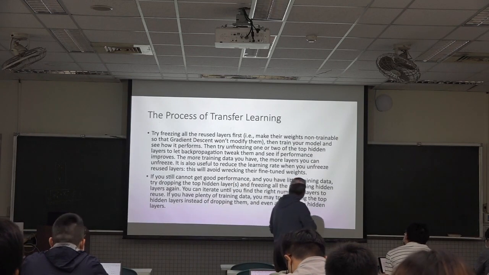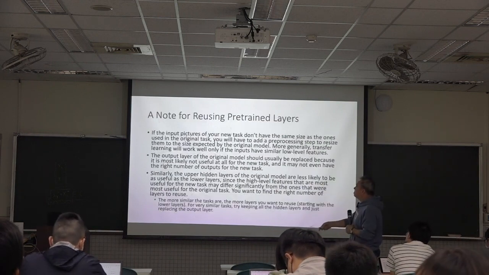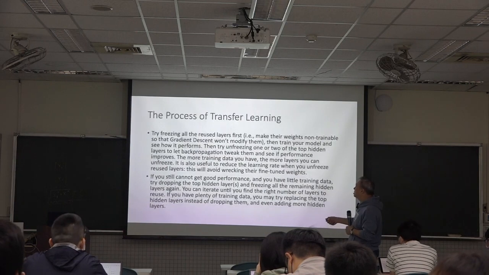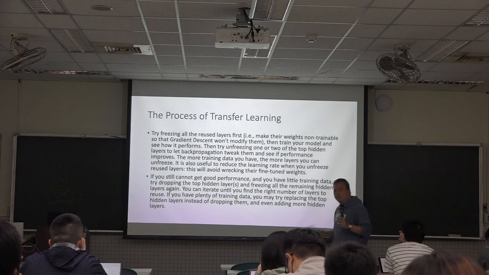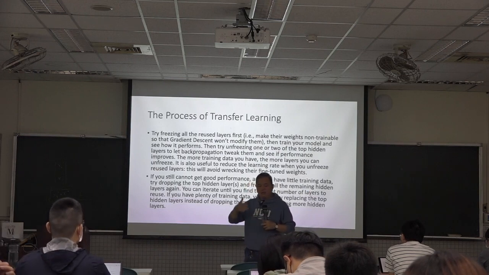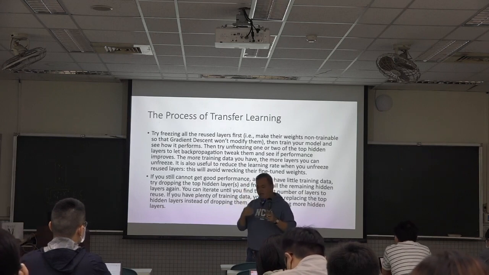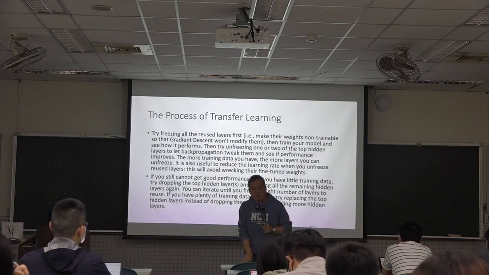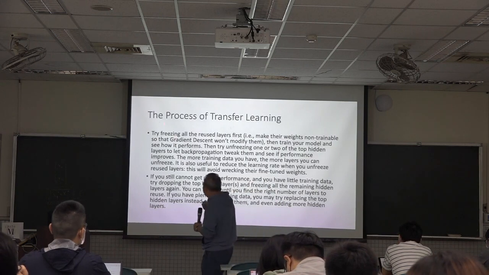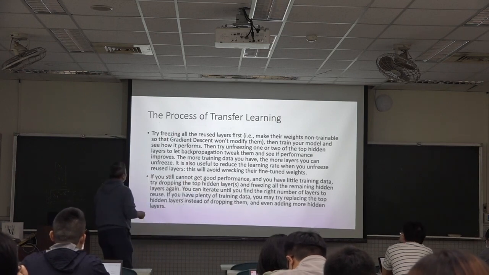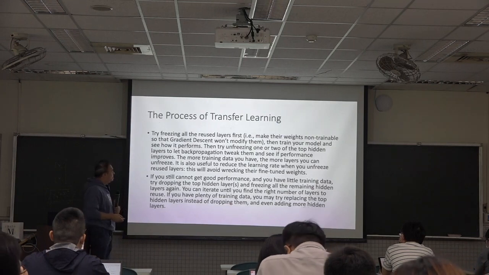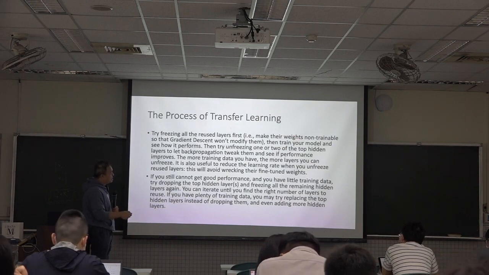You want to freeze all the reused layers. Freeze is a term we use: sometimes we want the weights of certain layers to be fixed during training. Then we say we want to freeze that layer. This is a new term that you may want to be familiar with. So make their weights non-trainable, so that gradient descent won't modify them. Then train your model and see how it performs.